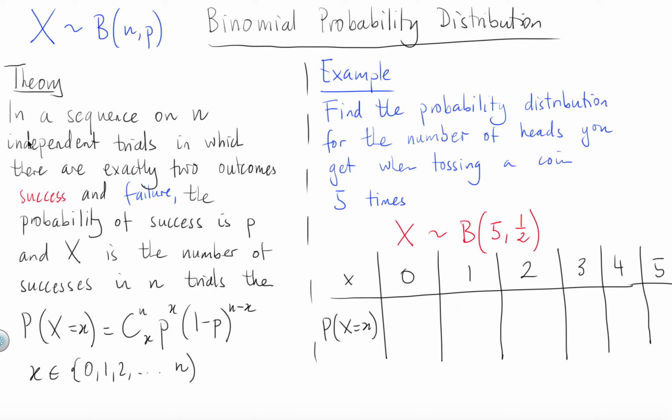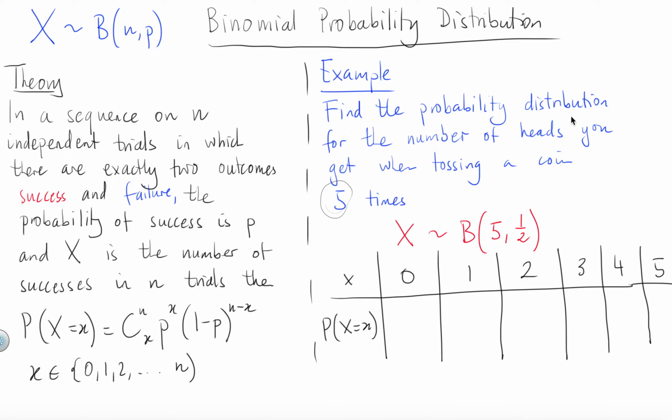So the theory is, if we have a sequence of n independent trials, for example, when I toss a coin 5 times, the number of trials here would be 5, in which there are exactly 2 outcomes, success and failure, where the probability of success is p and x is the number of successes in n trials, then the probability of getting x successes is nCx times p raised to the power x, brackets 1 minus p raised to the power n minus x, where x can be 0, 1, 2, up to and including n. Okay, that doesn't say much, so let's do an example.